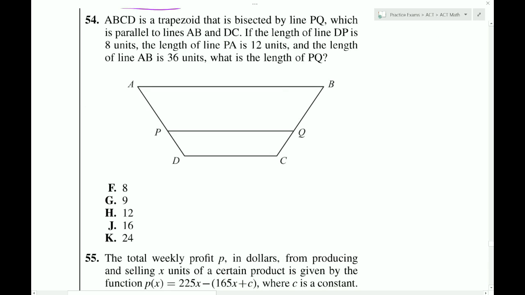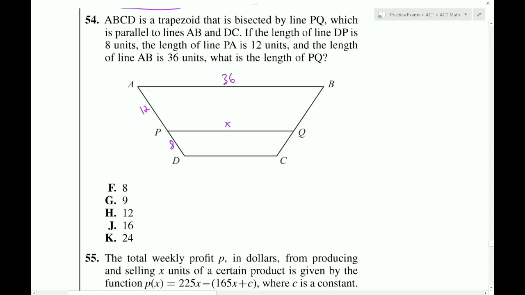ABCD is a trapezoid that is bisected by line PQ, which is parallel to lines AB and DC. If the length of line DP is 8 units, so DP here is 8 units, the length of line PA is 12 units, and the length of AB is 36 units. What is the length of PQ? So this would be x.